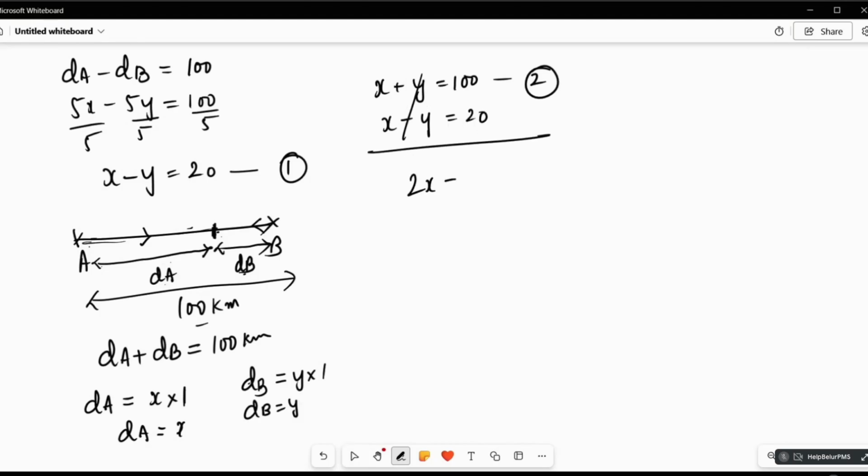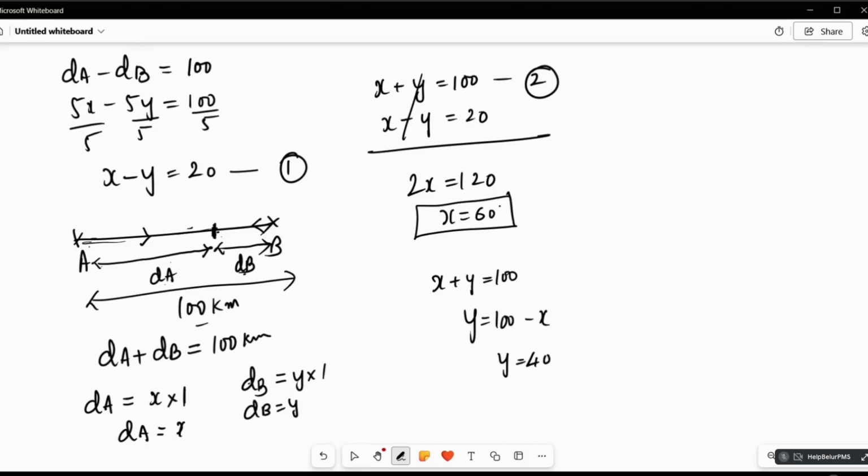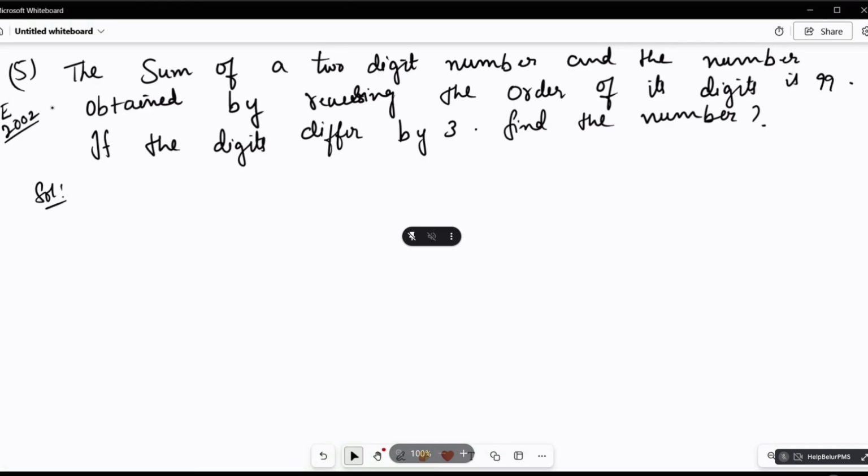So 2x is equal to 120. x is equal to 60. So x plus y is 100, y is equal to 100 minus x. So y is equal to 40. Speed of car A is 60. Speed of car B is 40.